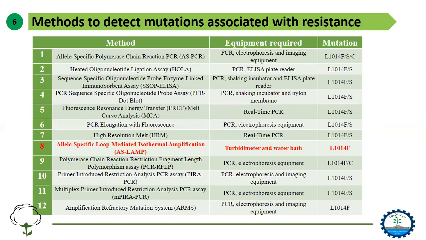In this table, you can see that for the detection of resistance using PCR or real-time PCR, we need sophisticated equipment like the PCR machine. We also require the electrophoresis machine, and we need sequencing facilities. But if we use LAMP, we don't require any kind of PCR, any electrophoresis analysis, or any sequence analysis. In this methodology, we only need just a water bath.